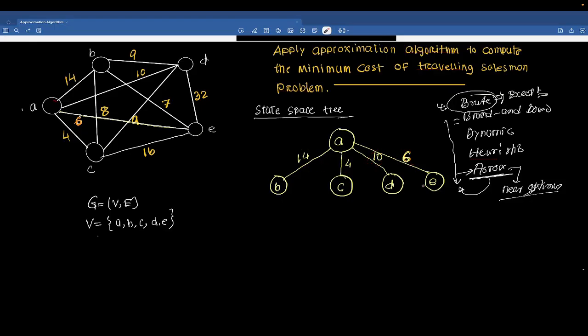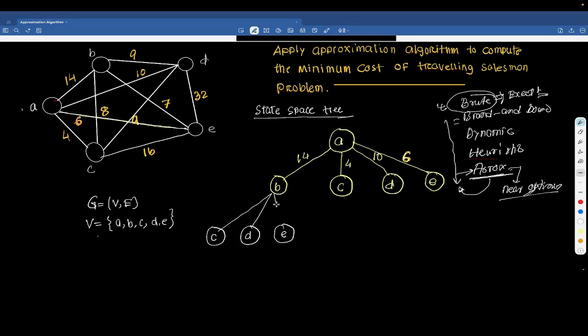Now, out of all the cities, let's say from A, the salesperson has visited city B. Once he is in B, then he has a choice of moving to city C, city D, or city E. So these are the choices from node B. First of all, we will explore this leftmost branch first. From B, if he visits C, then cost is 8. If he visits D, cost is 9, and visiting E is 7.